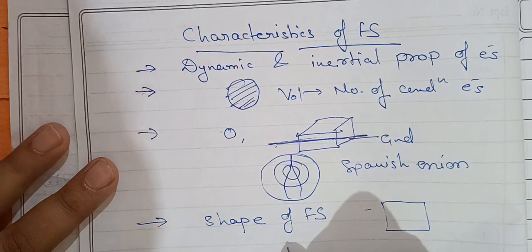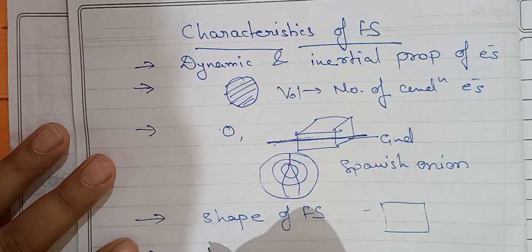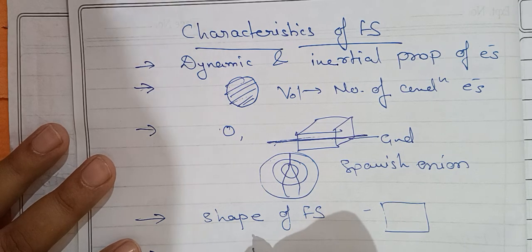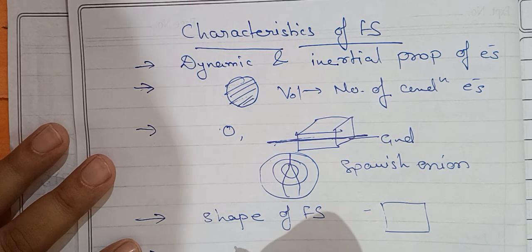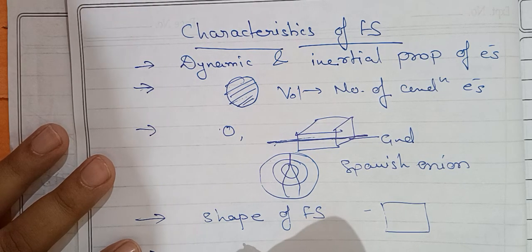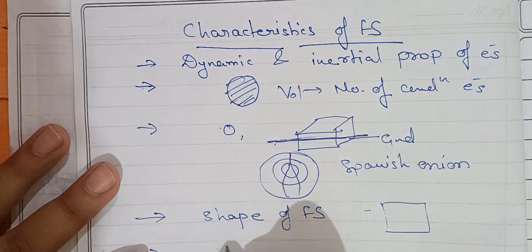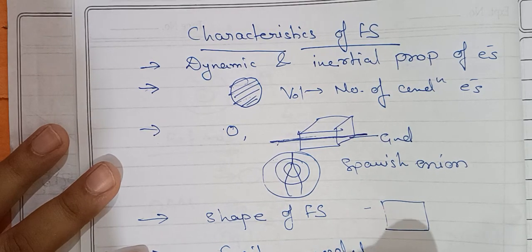Okay, now Fermi surface can be of complicated or distorted shape. It can be modeled, and so it will easily provide us many information.